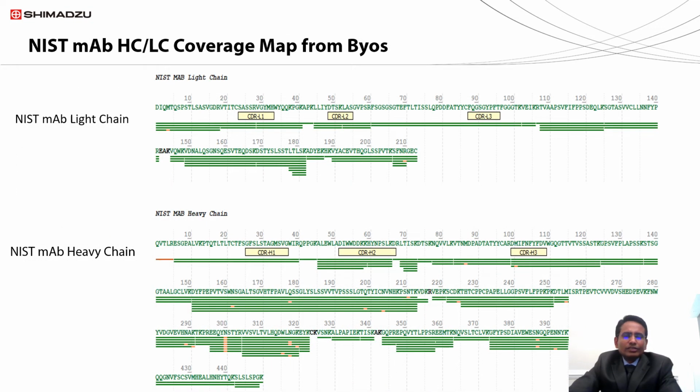After the analysis using LCMS 9030 QTOF, we load the data in Protein Metrics BIOS software, and it gives the NIST-mAb light chain sequence coverage and then NIST-mAb heavy chain sequence coverage on the bottom. In both cases, the peptide mapping sequence coverage is nearly 100%.